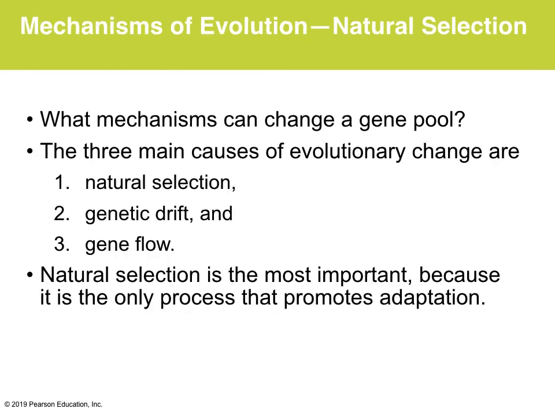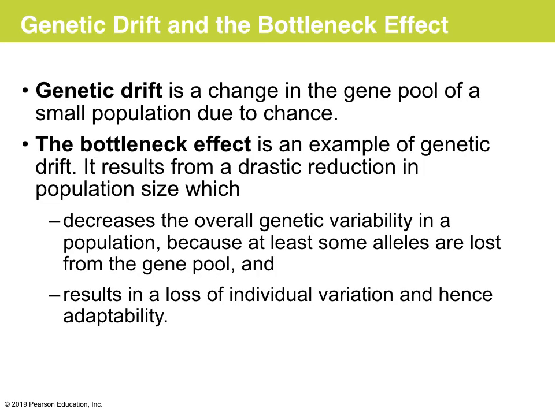So, what changes the gene pool? Well, the three main causes of evolutionary change, again, you see a list, you know you're going to see this on the test. Three main causes of evolutionary change are natural selection, genetic drift, and gene flow. Now, natural selection is the most important because it's the only one of the three that promotes adaptation. Right? So keep in mind, you have three things that can cause the change of frequencies of alleles, but only one is going to lead to adaptation, and that's natural selection. So let's start looking at the other two since we've done a bit on natural selection already.